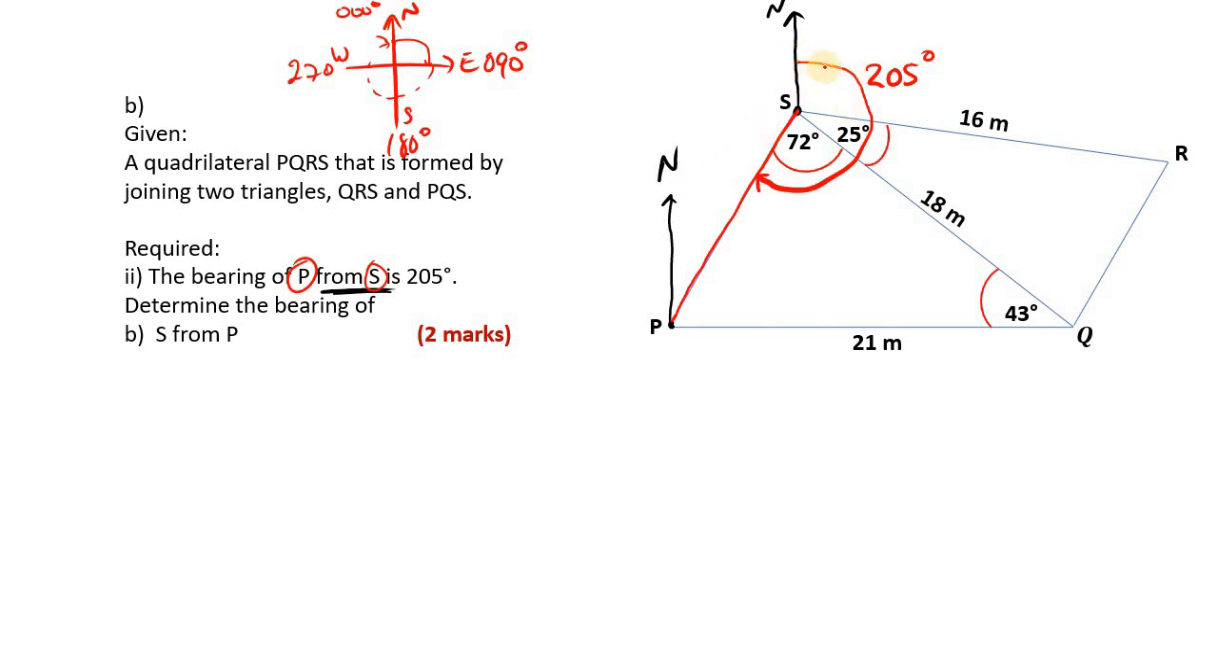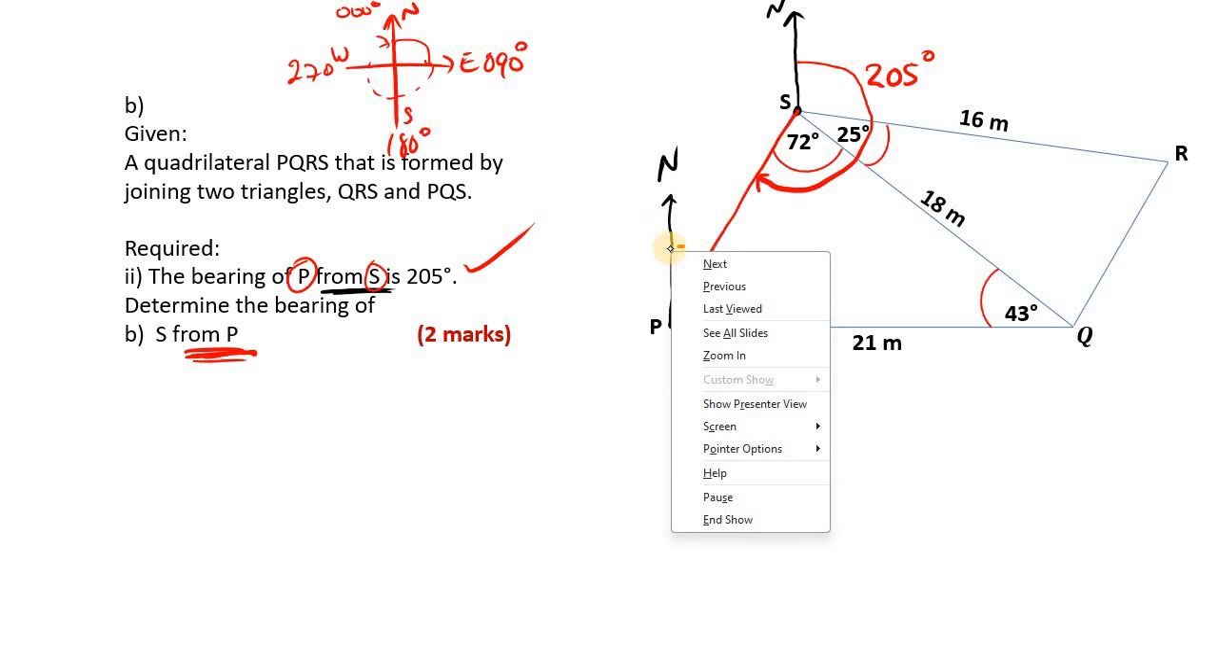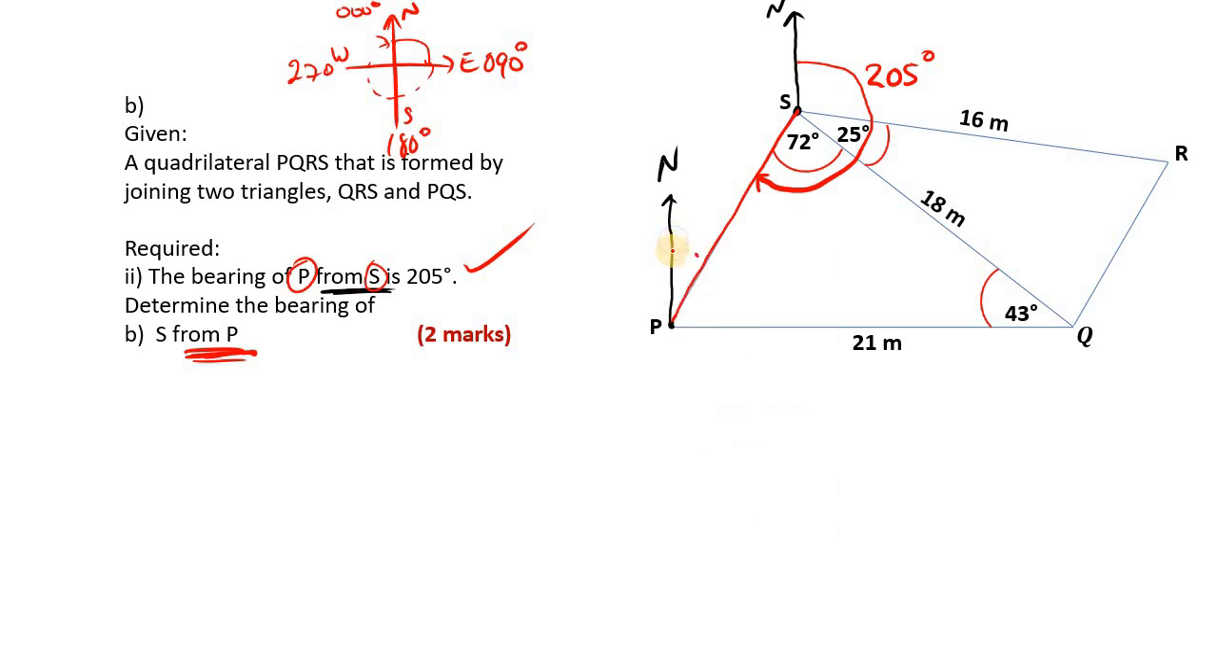So now we would have moved 205 degrees from the north line of S to the line that connects both S and P, 205. That's what we were given. For the 2 marks though, we want to determine the bearing of S from P. In other words, from the north line of P. Once it's a from, we're talking about from the north line of P. So from the north line of P, we're going to move in a clockwise direction, always clockwise, and we stop where? We stop at the line that connects both of them. The line that connects both of them is what? Well, this is the line that connects both of them, P and S.